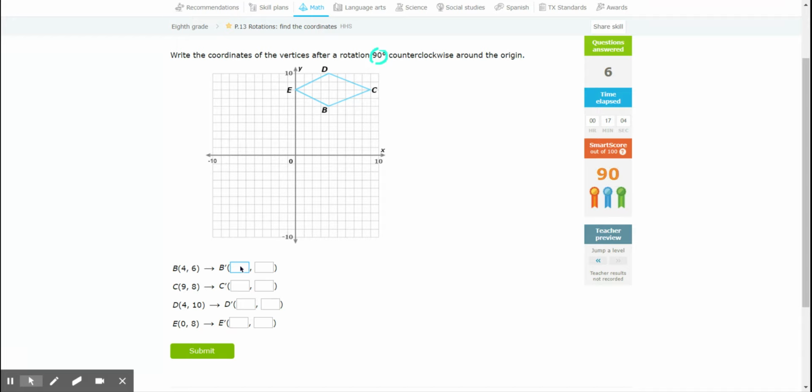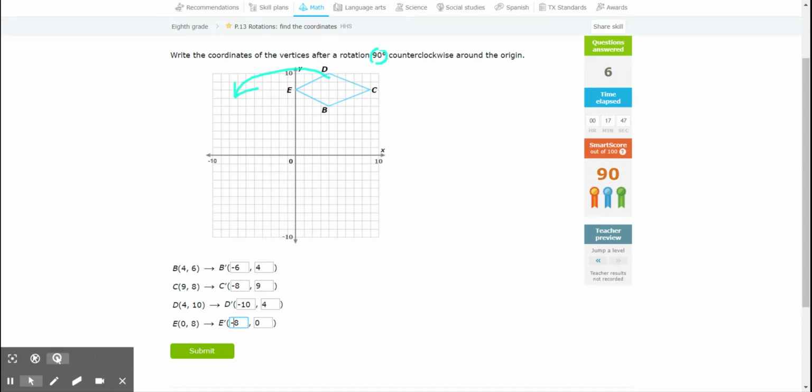So I already know it's going to be the 6, 8, 10, and 8 are going to be my X coordinates. And I know that the 4, 9, 4, and 0 are going to be my Y coordinates. And I'm going to look at it, it's going counterclockwise, so it's going 1 in this direction. So because it's in quadrant 2, all of my coordinates, my X coordinates, are going to be negative, and my Y coordinates are going to be positive. And there we have it.